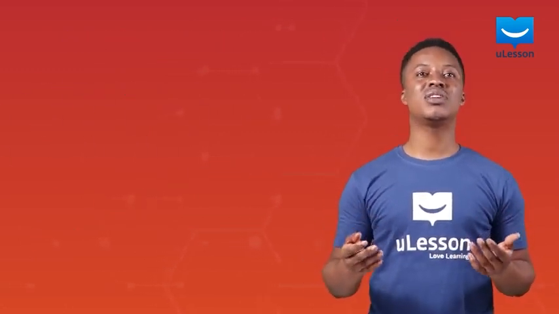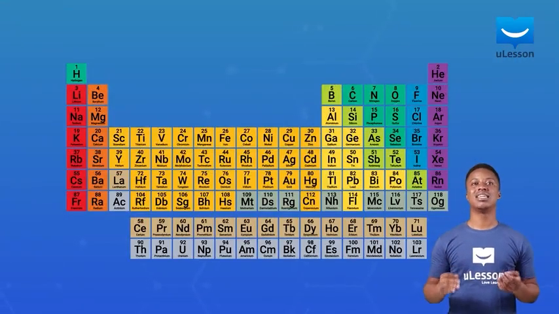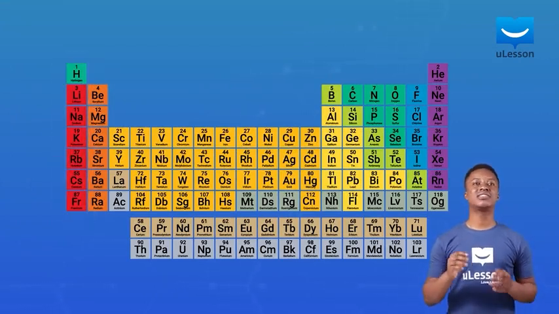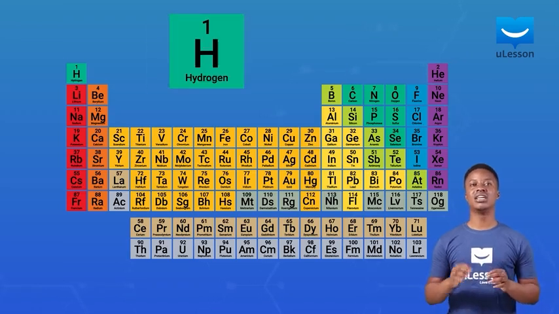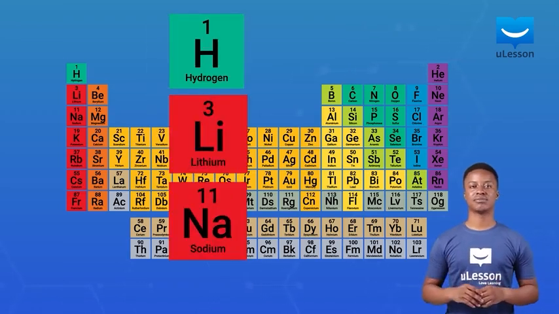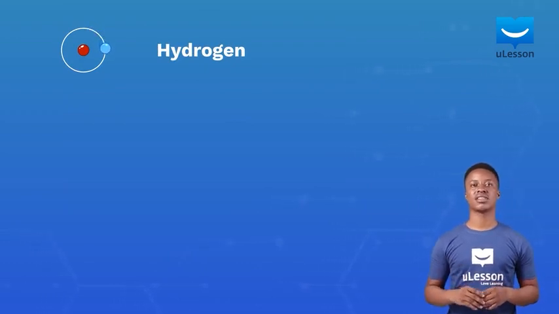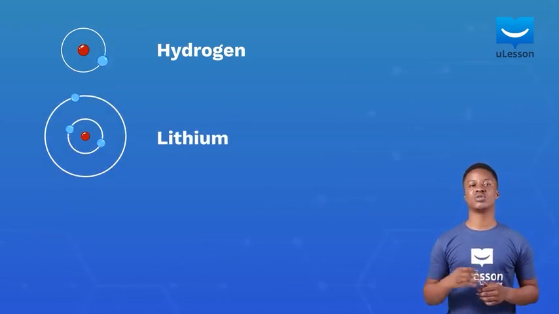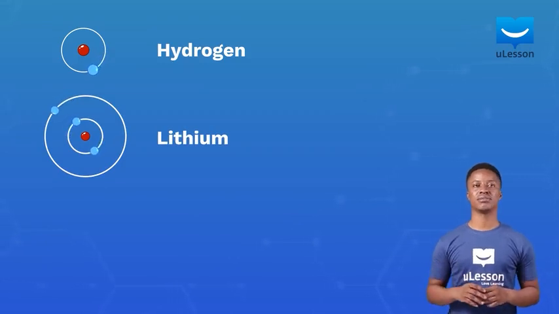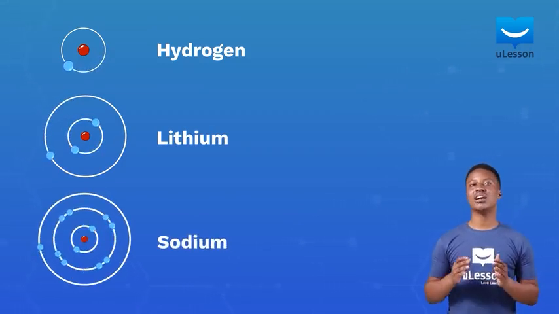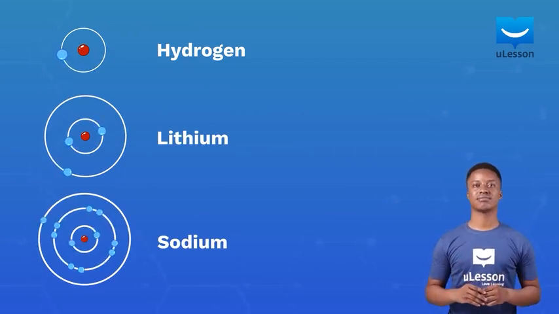To understand the trend of atomic size in the periodic table, let's use group 1 of the periodic table to note the group trend. In group 1, the first three elements are hydrogen, lithium, and sodium. Hydrogen has 1 electron, so its shell diagram looks this way. Lithium has 3 electrons, so its shell diagram looks this way. While sodium has 11 electrons, so its shell diagram looks this way.